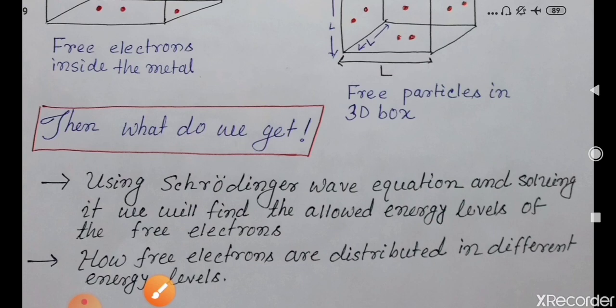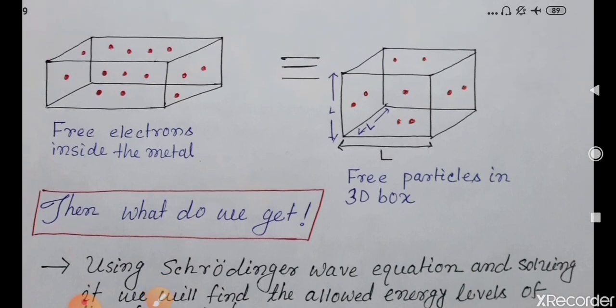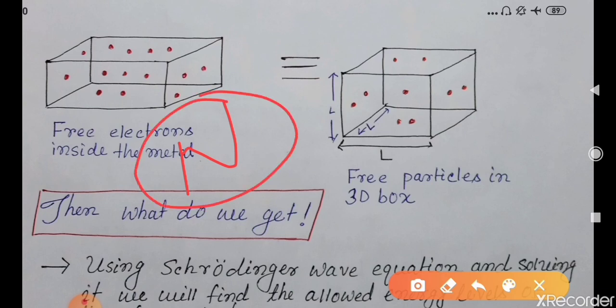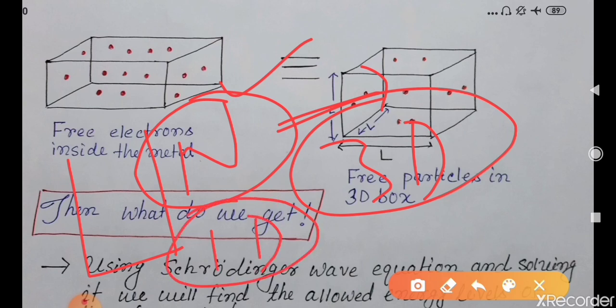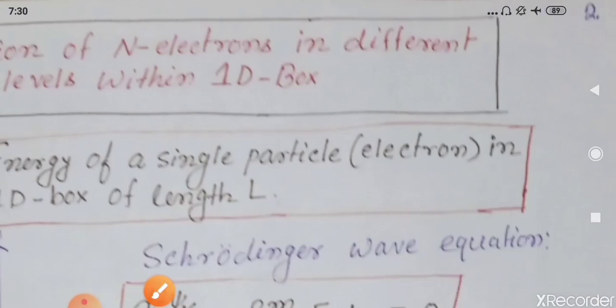So first we will not proceed with n number of electrons and the three-dimensional case. Rather, we would like to see how these n electrons are distributed if they are confined within a one-dimensional box. So to simplify our problem, we will move from three dimensions to one dimension, and then from one dimension back to three dimensions to find the real picture. So let's move to the next slide.